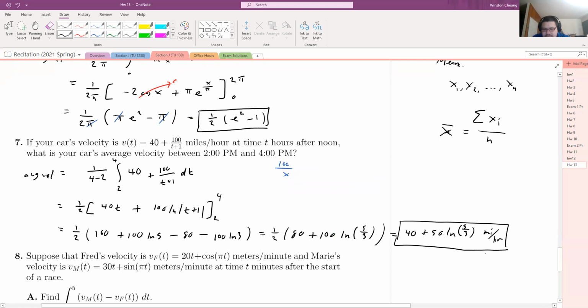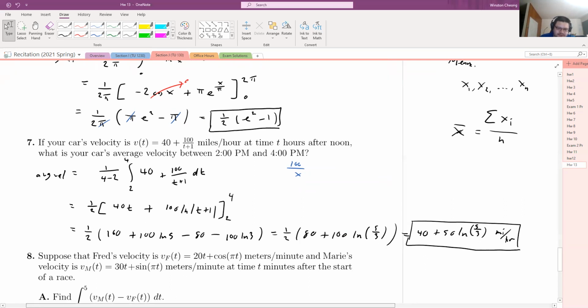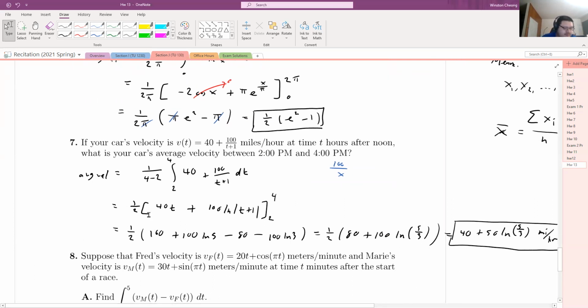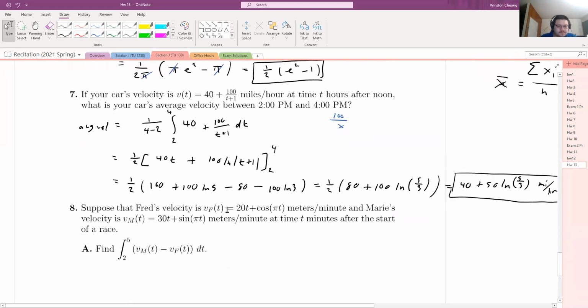Okay. Right. And if you wanted to, you could also figure out what the decimal value for that is. I didn't bother to do that. All right.